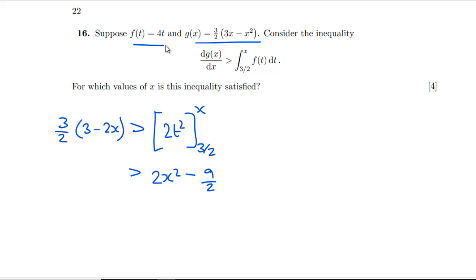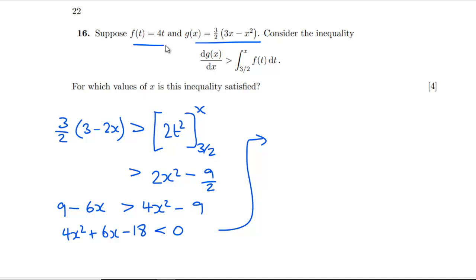Right, so given all of that, let's get rid of some 2's then. Multiply everything by 2 and deal with that bracket. So we got 9 minus 6x has to be greater than 4x squared minus 9. So 4x squared plus 6x minus 18 has to be less than 0. We can take a 2 out of all of this. I'm going to move it up here just because I don't want to scroll down. So 2x squared plus 3x minus 9 less than 0.